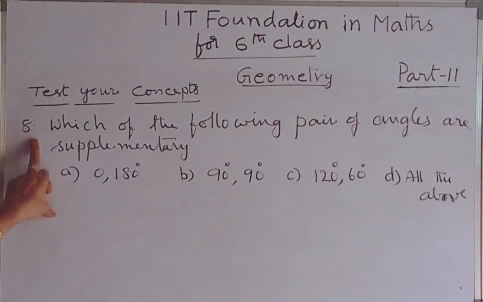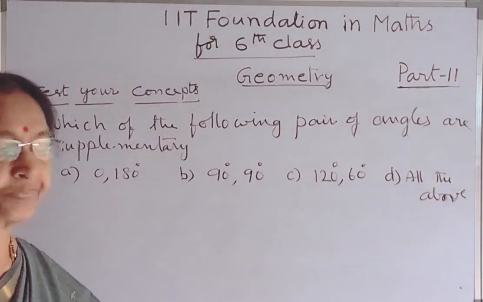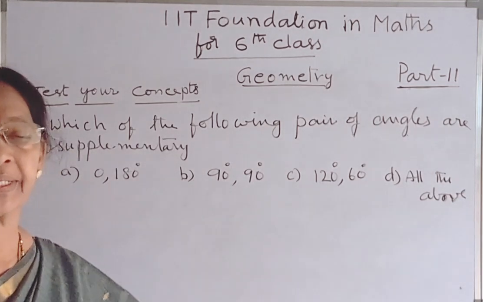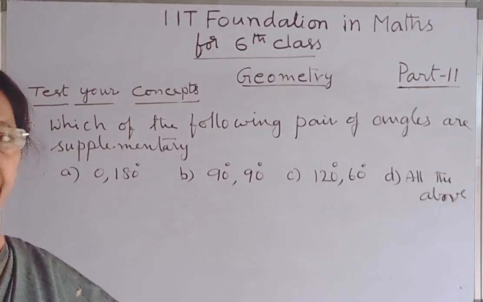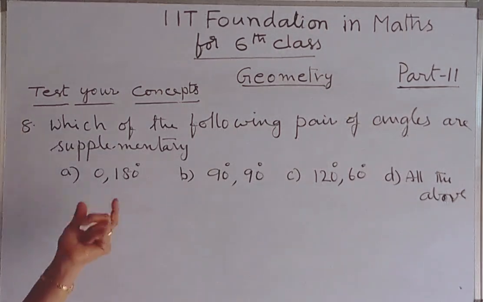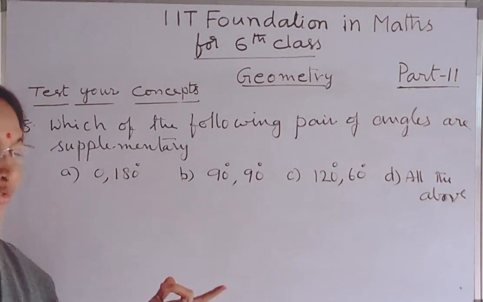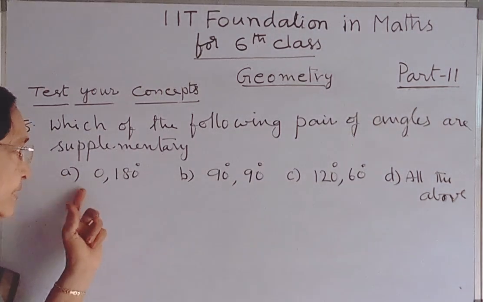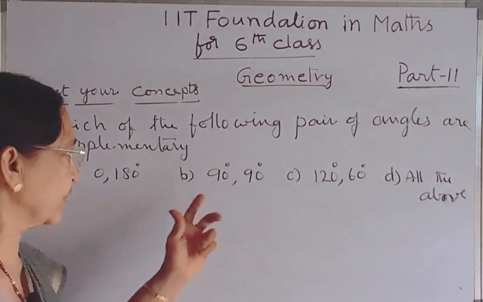Next, the 8th one. Which of the following pairs of angles are supplementary? A pair of angles is said to be supplementary if the sum of the two angles is equal to 180 degrees. So 0 plus 180, the first option, is equal to 180. Therefore, this pair is supplementary, so this is a correct option. But let us test the other ones also.